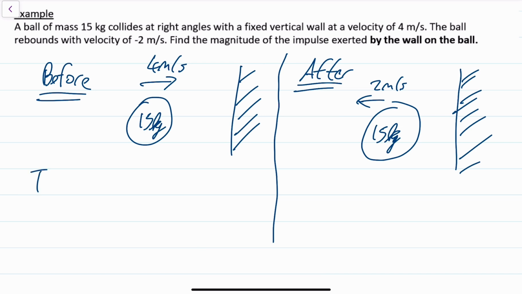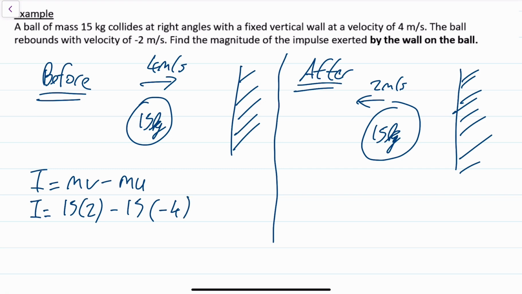Okay. Your impulse is equal to mv minus mu. So I'm going to consider going to the right as positive. So 15 times 2, then minus, and then that 4 is going the other way, so it's minus 4, and then that's going to work out to be just 30 plus 60. So the impulse is 90 Newton seconds, and that's it.